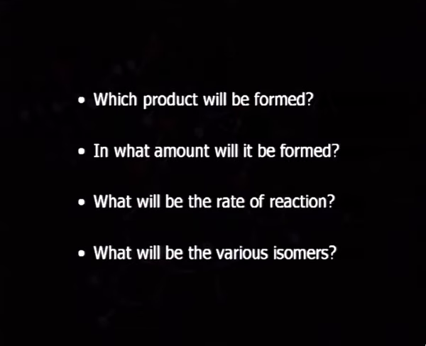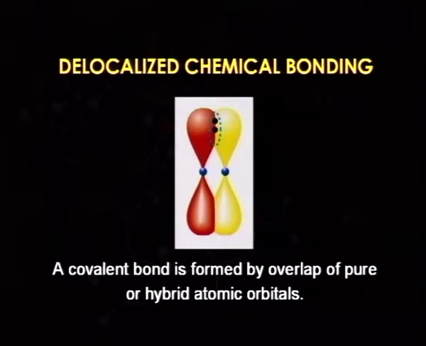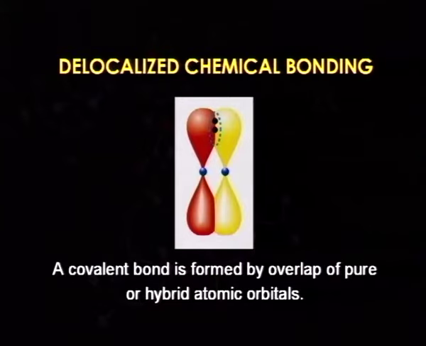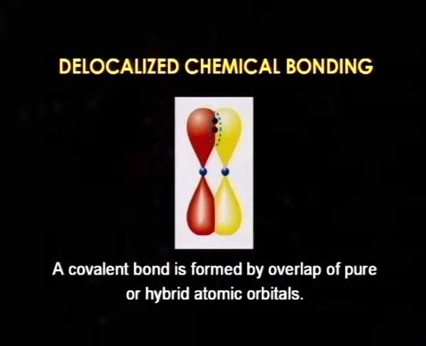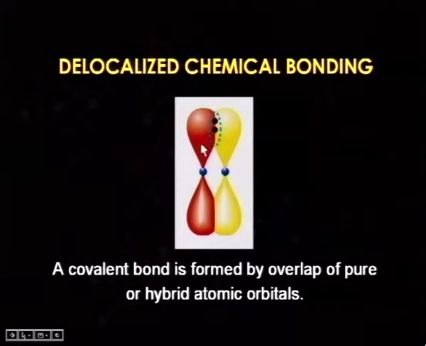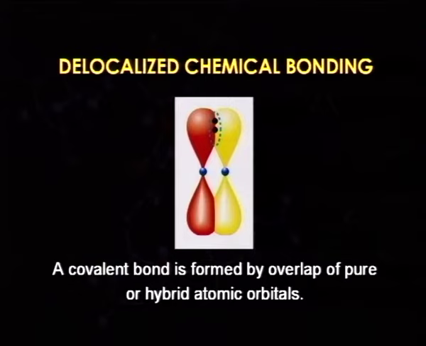To understand delocalized chemical bonding, first of all, we will have to revise what is a covalent bond. As we know, a covalent bond is formed by overlap of pure or hybrid atomic orbitals. This overlap may be between a 1s and a 1s orbital, as happens in the hydrogen molecule, resulting in the formation of a sigma bond, or this overlap may be the sidewise overlapping of a p orbital and another p orbital, which results in the formation of pi bonding.